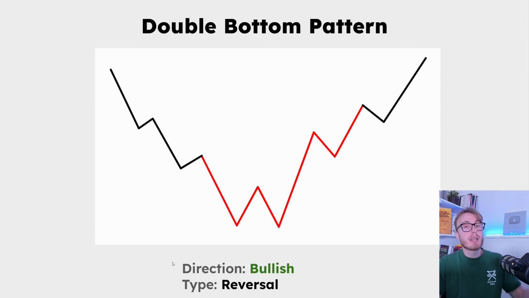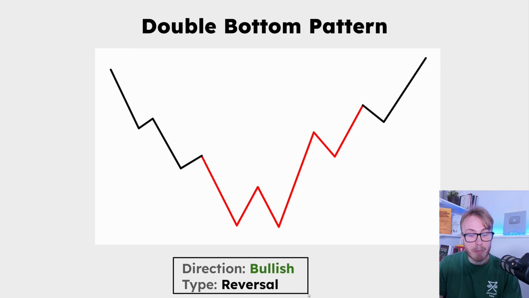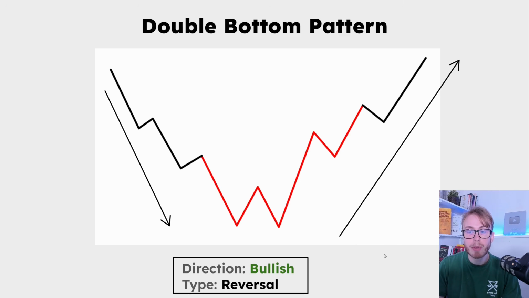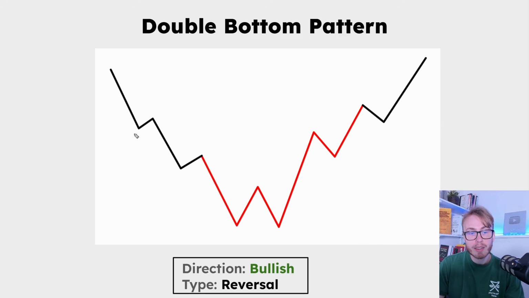All right, so I think a great pattern to start off with is the double bottom pattern. This right here is a bullish reversal pattern, which means that the price is going down before the pattern appears. And the goal with this pattern is to reverse the price to the upside. So to identify the double bottom, you first need to identify a downtrend. This is when we are printing both lower highs and also lower lows.